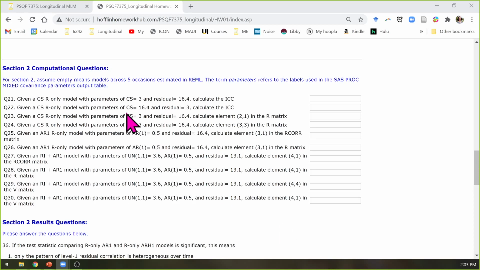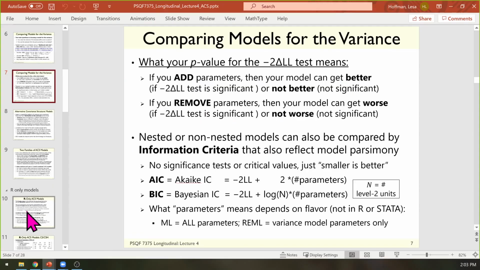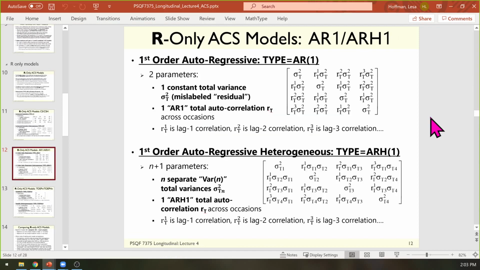Sure. So I can point you to where these things are. For instance, 25, if we start with that: given an AR1 R only model, that's your cue as to where to look. And that is in lecture 4. If we get to the R only models, the AR1 model is given on slide 12. Can you see that with me?